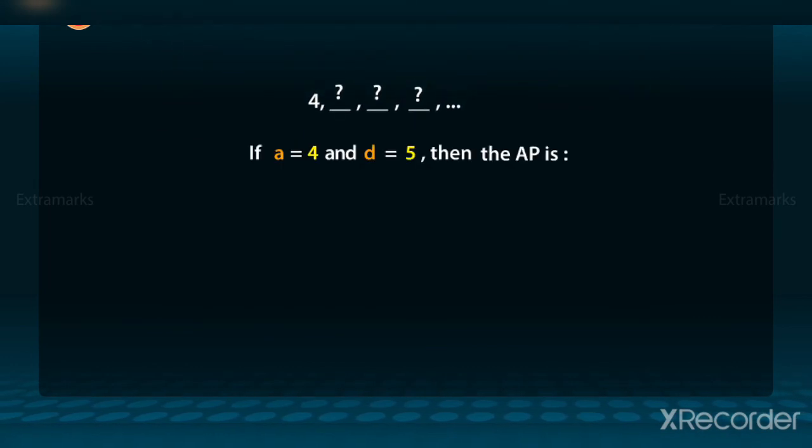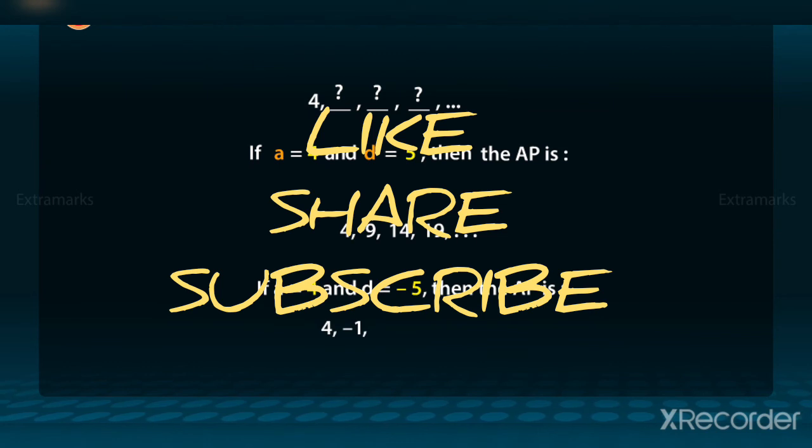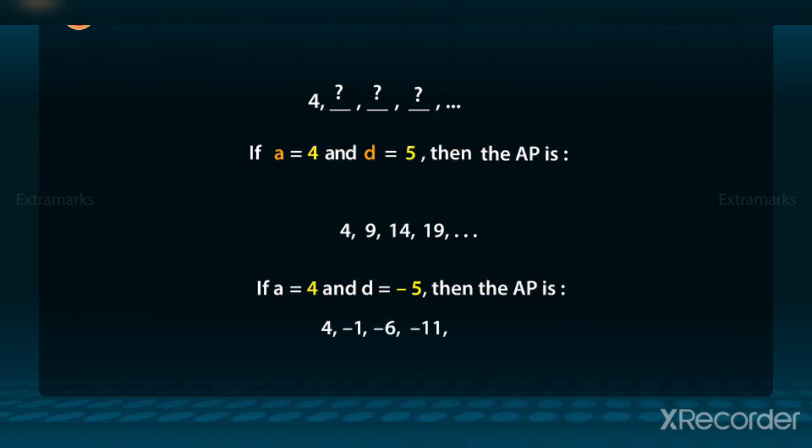For example, if the first term a is 4 and the common difference d is 5, then the AP is 4, 9, 14, 19, and so on. And if a is 4 and d is minus 5, then the AP is 4, minus 1, minus 6, minus 11, and so on.